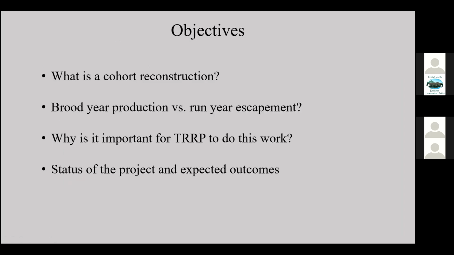Okay, so here's a list of what I'm going to cover over the next 20 minutes or so. I'm going to go over what a cohort reconstruction is, because I know not all of you are super nerdy fish biologists that get into this really dry stuff. Then explain the differences between brood year production, which is the result of a cohort reconstruction, versus run year escapement, which is what we commonly understand for adult abundance. Then go over why we need to do this work for the TRRP, what the status of the project is, and what we expect to get from it.